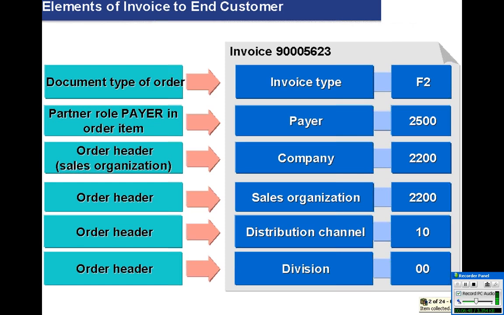Invoice to end customer, that will be of type F2, so we can customize it to ZF2. Partner role pair and order item pair 2,500. Order header sales org 2,200. Sales org 2,200, distribution channel 10, division 00. Right, so this is all that we will see on the invoice to the customer.